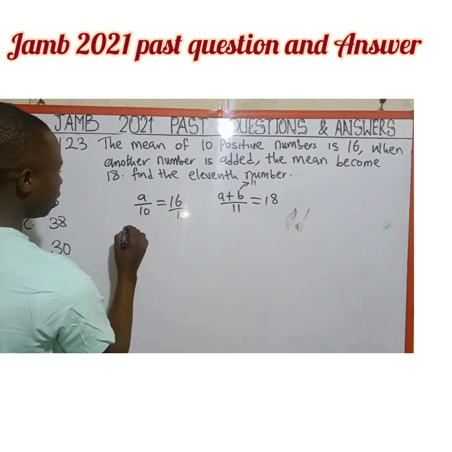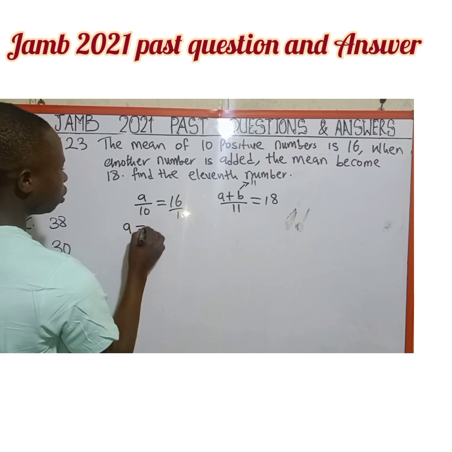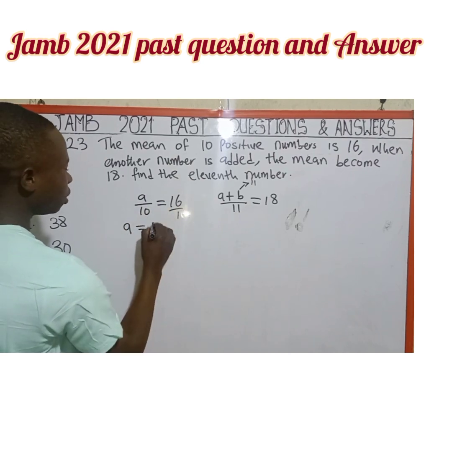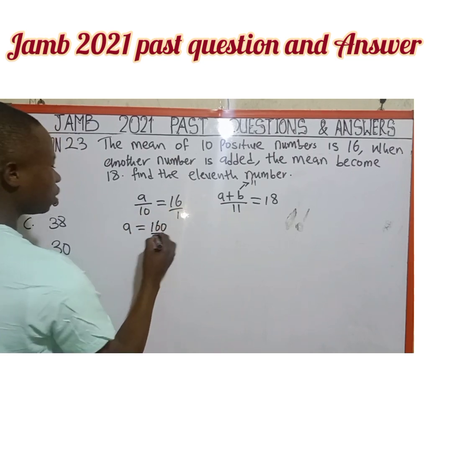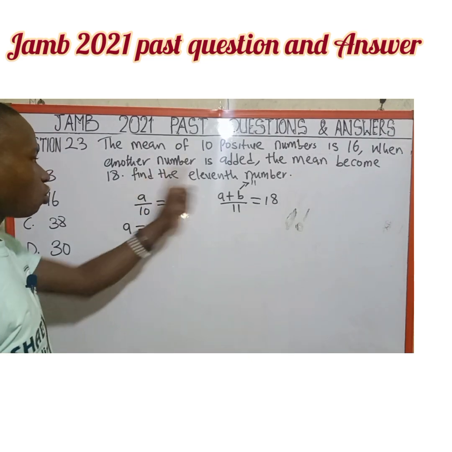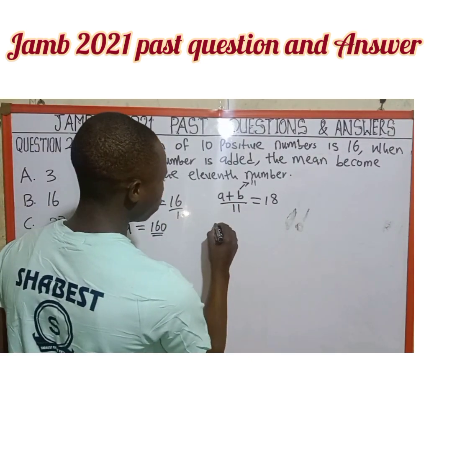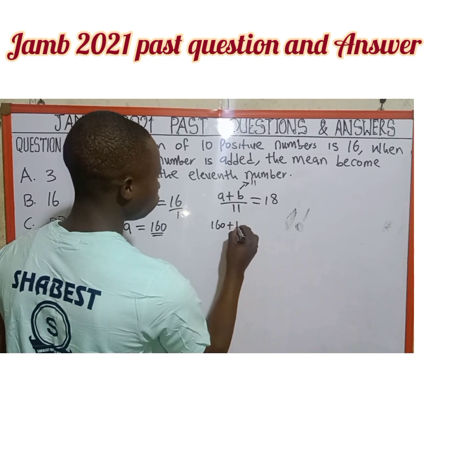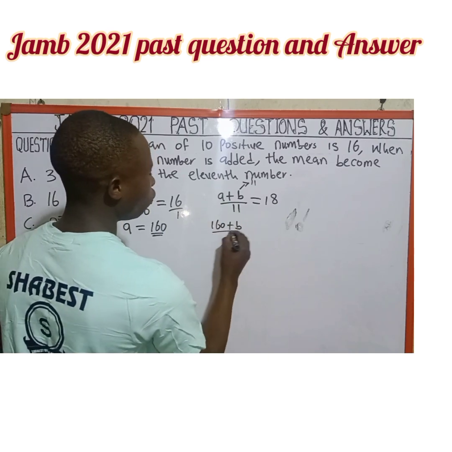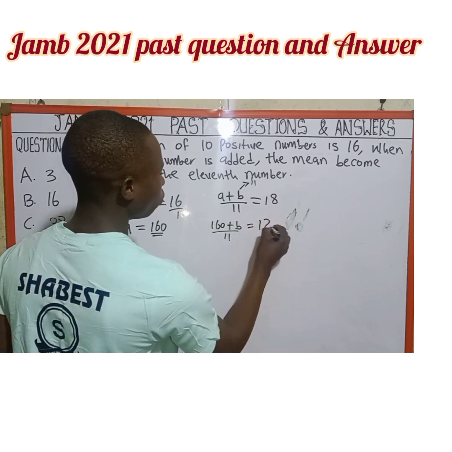1 multiplied by A is going to give me A, which is equal to 10 multiplied by 16. It will give me 160. So this is the value of my A. So let's substitute into this equation. We are going to have (160 + B) in place of A, over 11, is equal to 18.